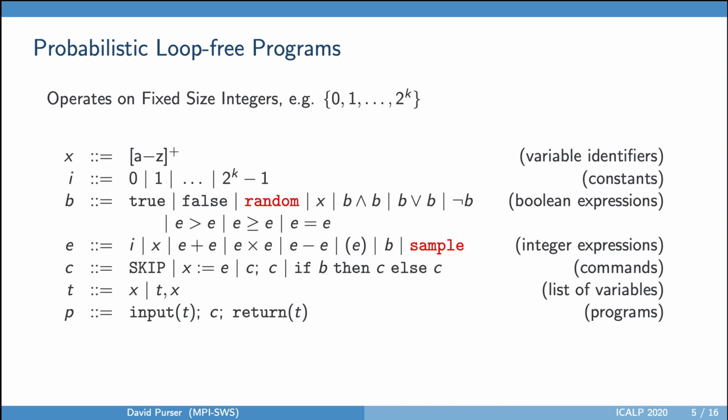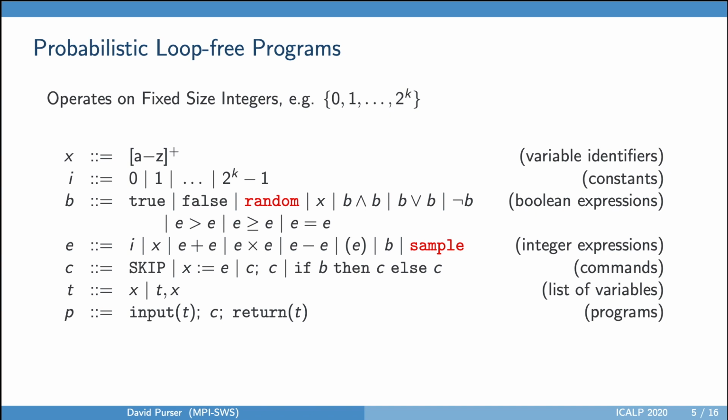We conduct our analysis on probabilistic, loop-free programs. Here, we allow numbers that are integers, but we only allow for integers using a finite representation. So, for example, we allow integers which can be represented with k bits. We have standard Boolean operations such as AND and OR, and integer comparisons.